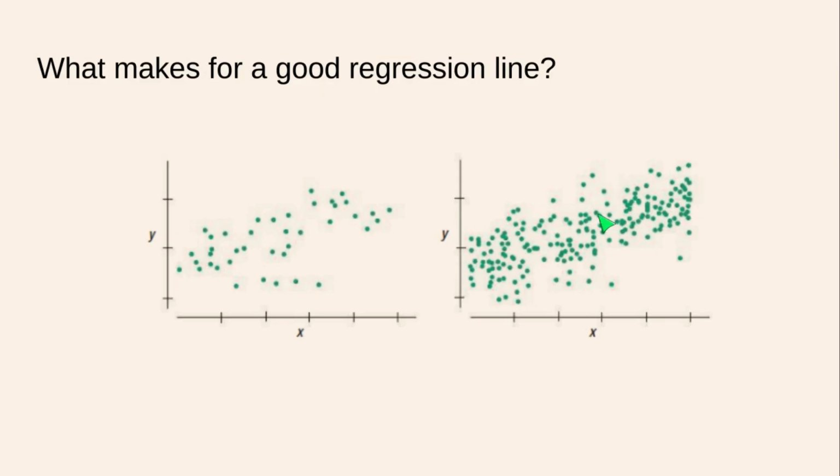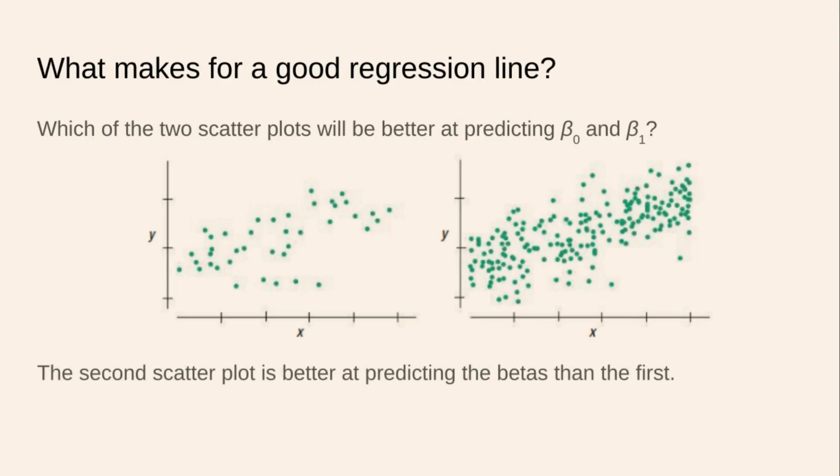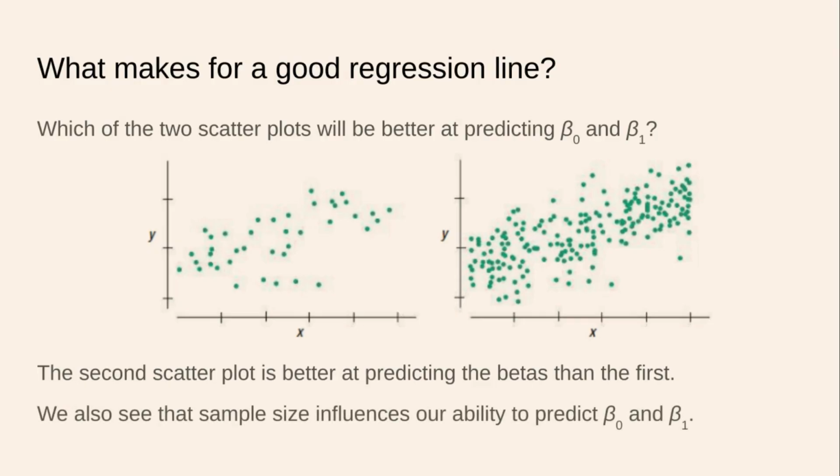Here are a lot of points that seem to be all on the same track, as it were. Which of the two scatter plots is going to be better predicting the betas? I'm going with the one on the right. The second scatter plot is going to be better predicting the betas than the first. We also see sample size influences our ability to predict beta naught and beta 1.